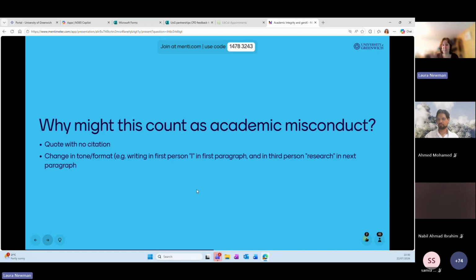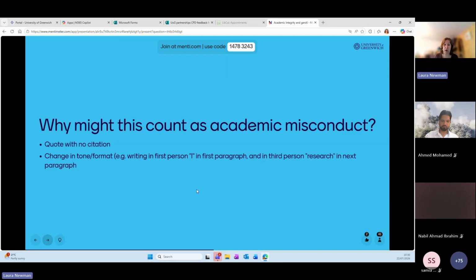So one red flag that many of you did see there is exactly the quote with no citation. So whether that is deliberate academic misconduct or not, that does count as plagiarism, because there is no acknowledgement of where the source came from. So of course, that would need to be flagged. And as you've said, the next step would be to talk to the student about that.